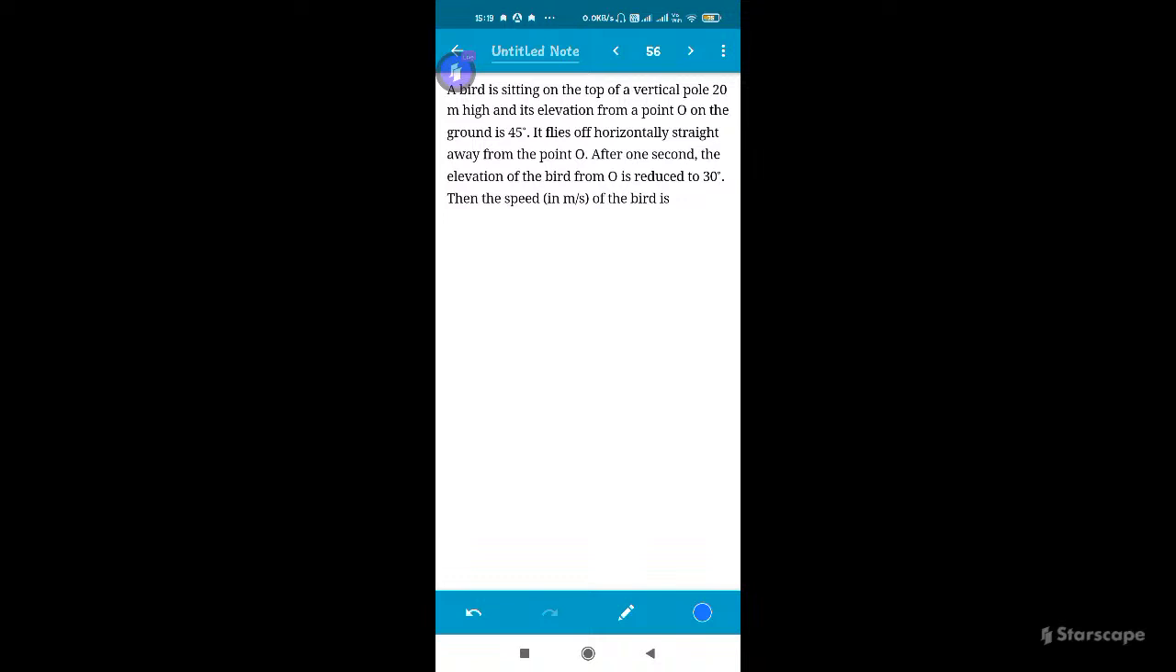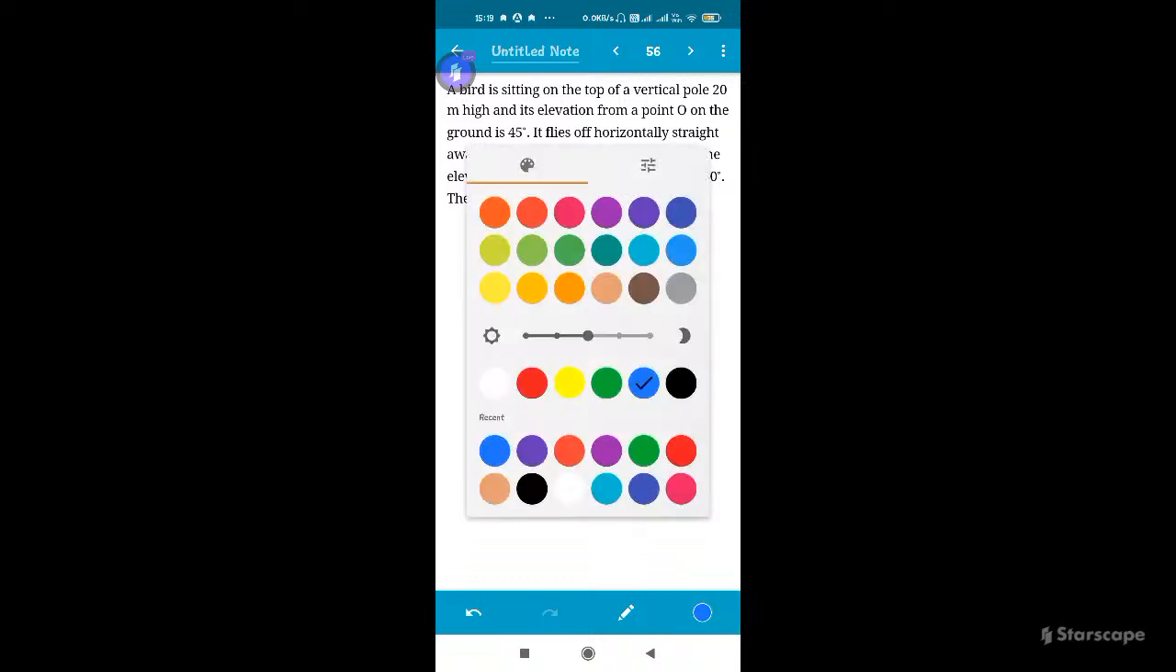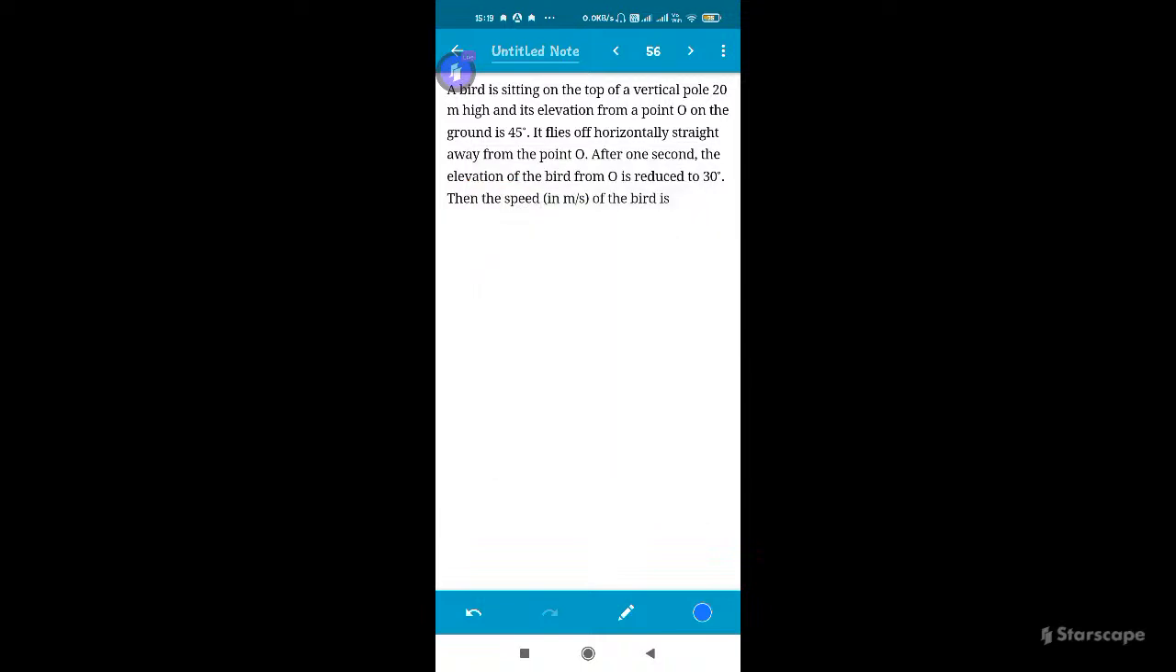A bird is sitting on top of a vertical pole 20 meter high. So let us draw whatever we are finding in our question. This is a vertical pole. This has a height of 20 meter.